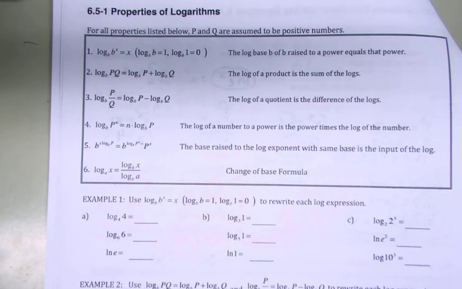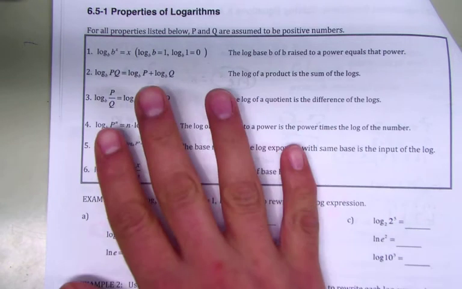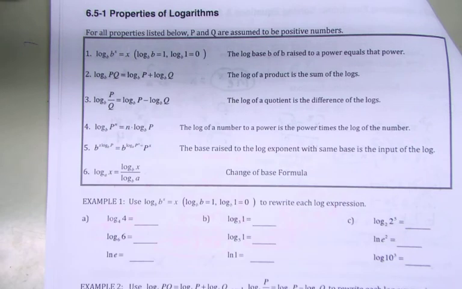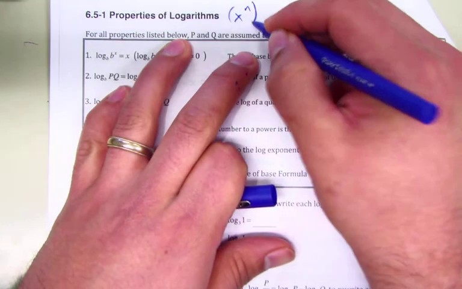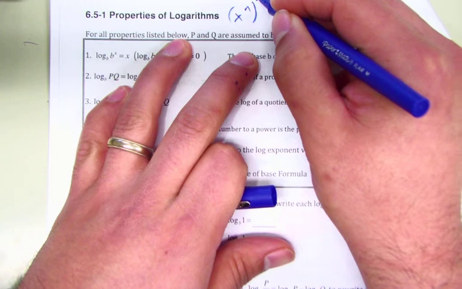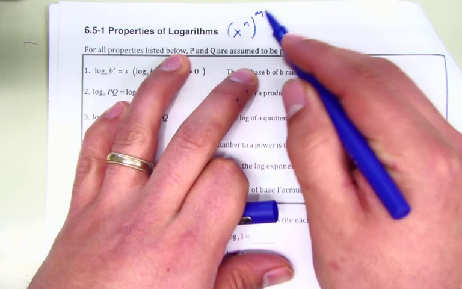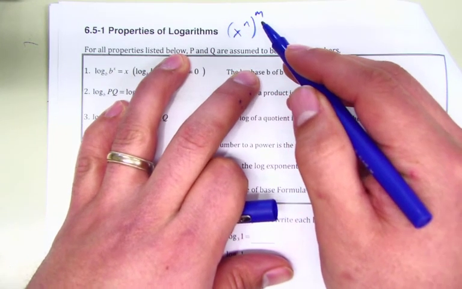Okay? Before we even talk about these, let me just ask you, what do you do with exponents when you're multiplying? You add them. What do you do with exponents when you're dividing by them? Subtract. What if you have an exponent with an exponent on the outside like this? You multiply. Makes sense, right?